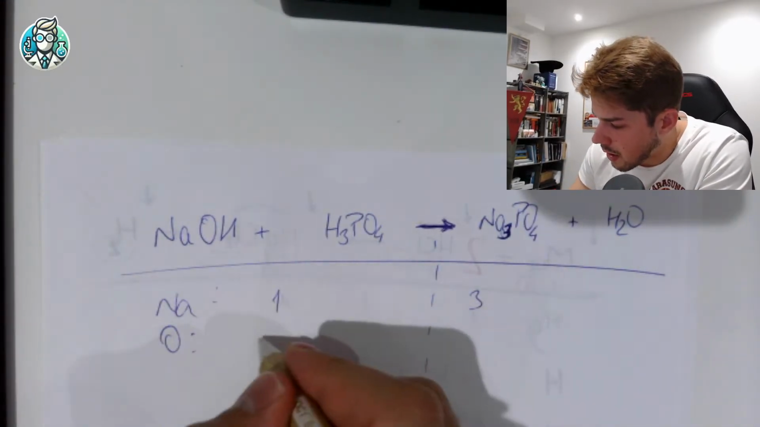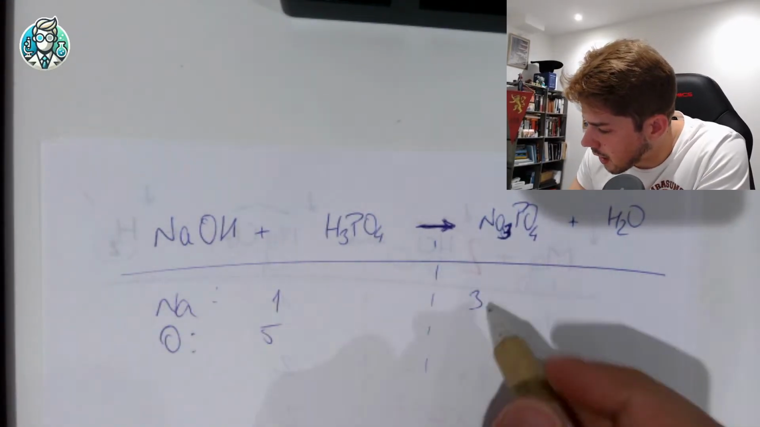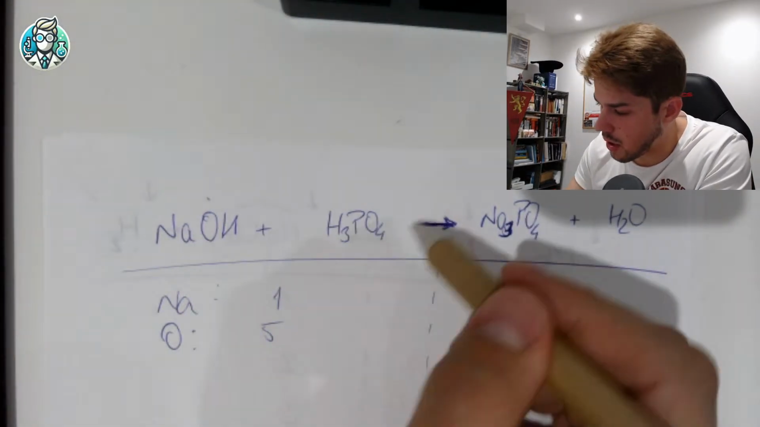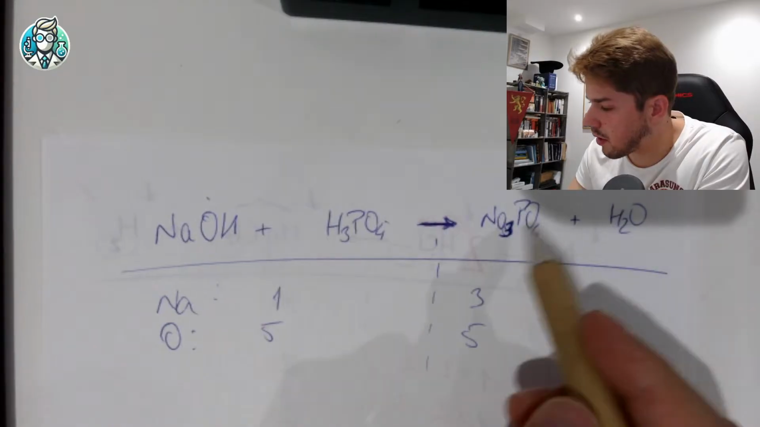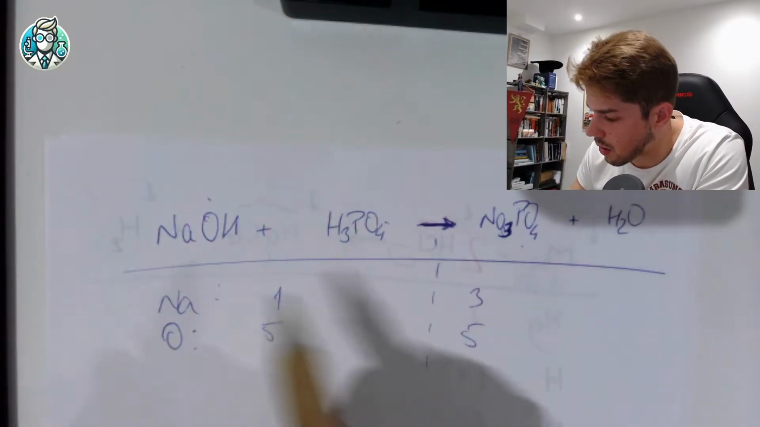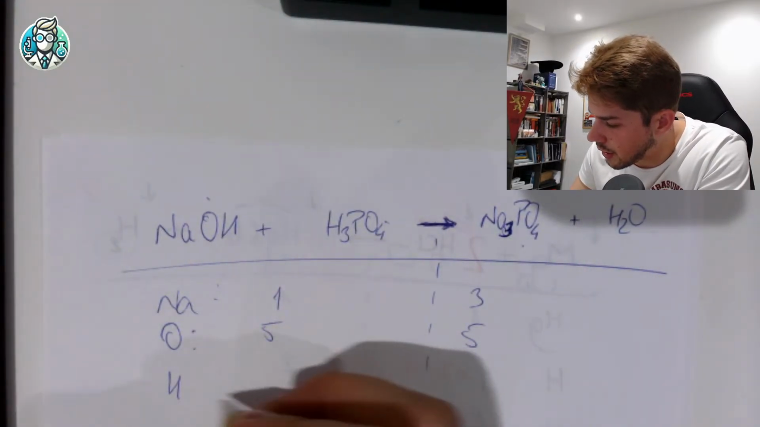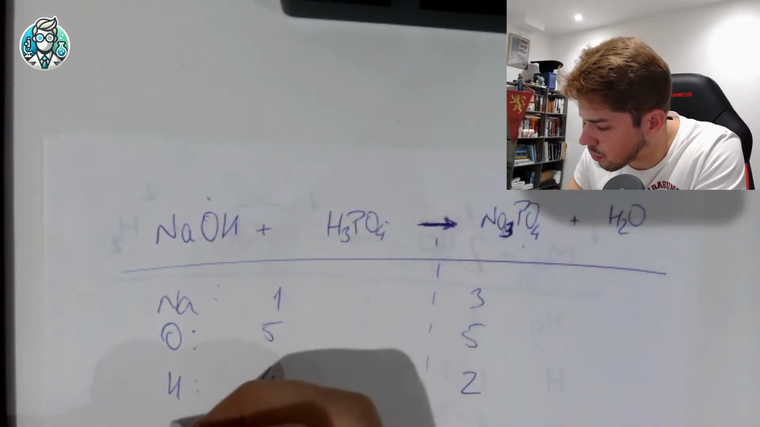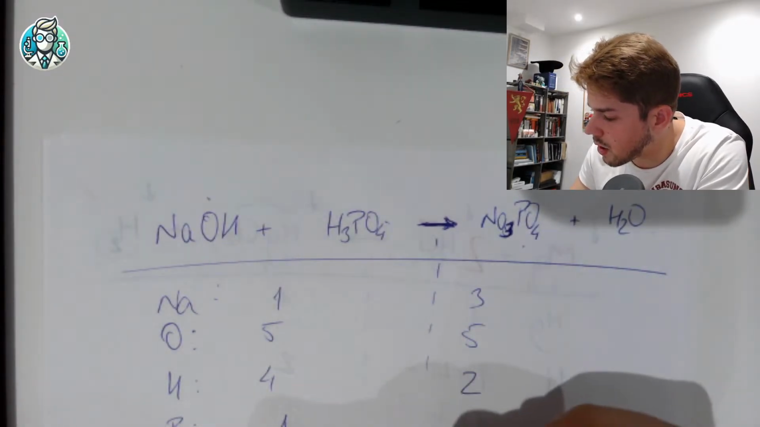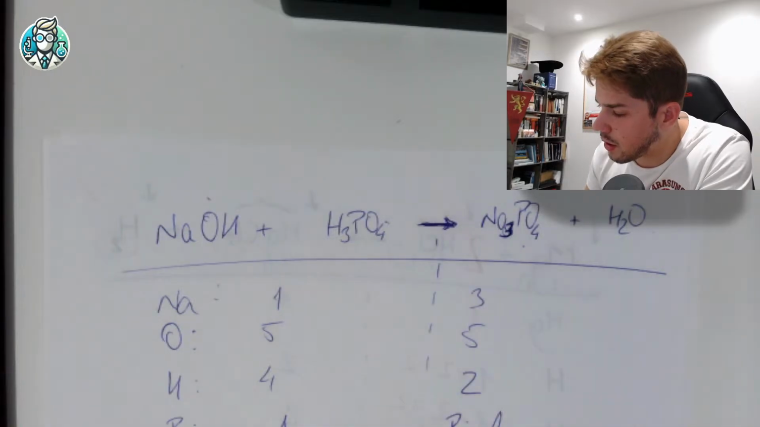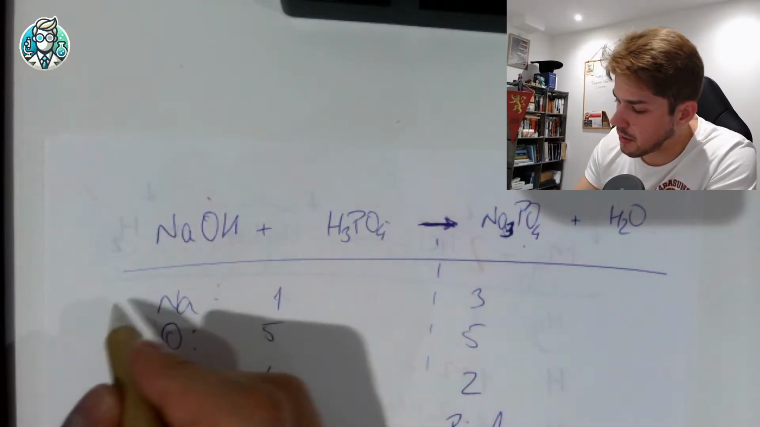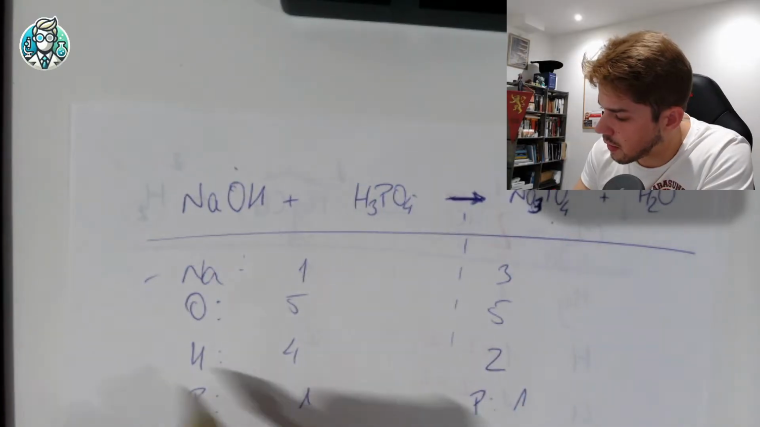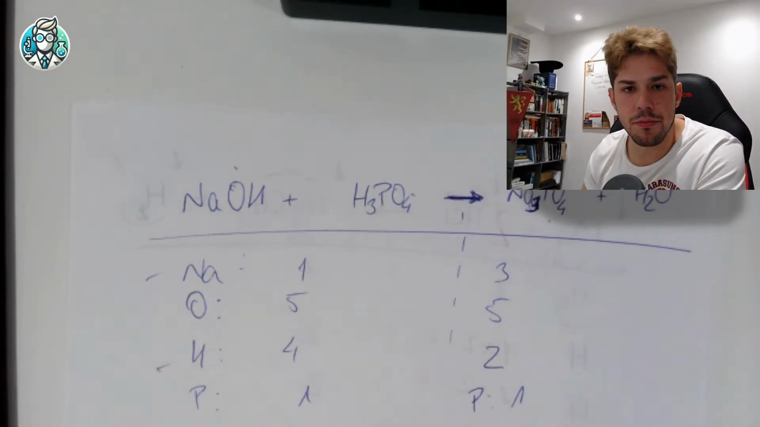Oxygen, here we have 5, and here I have 5. Why 5? 1 and 4. 5. And here I have 4 and 1. 5. And hydrogen, here I have 4, and here I have 2. And phosphorus, here we have 1, and here we have 1. So a few things we don't have balanced. We don't have the sodium balanced, we don't have the hydrogen balanced.